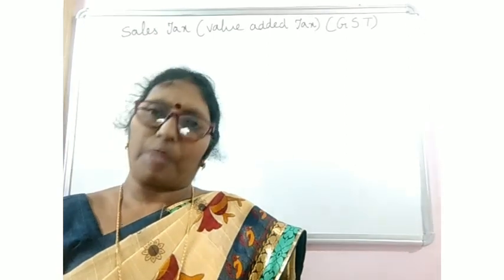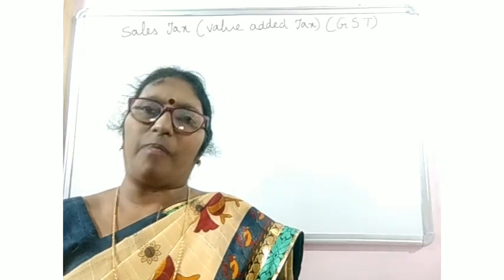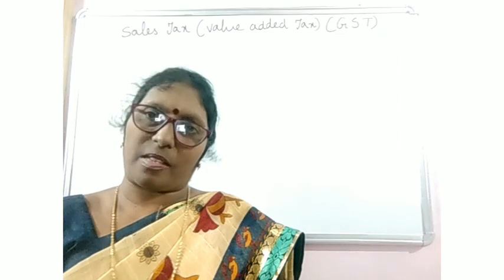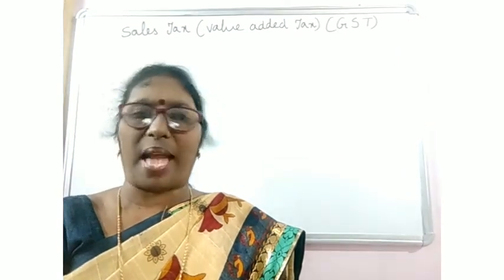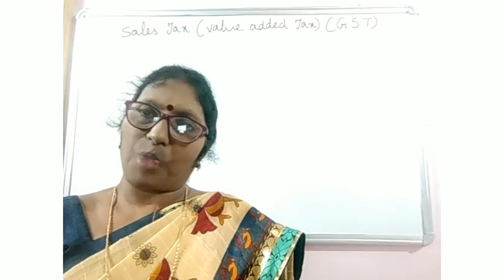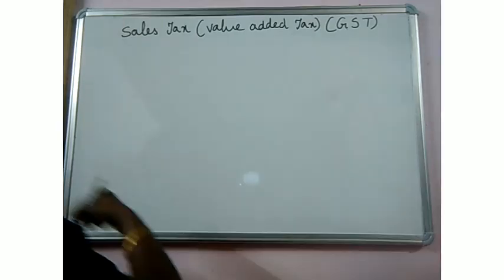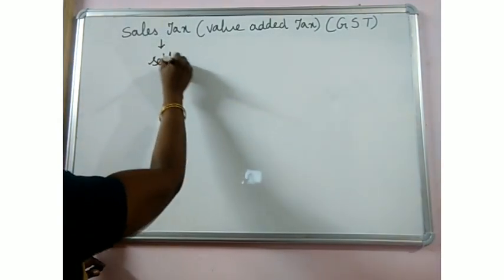That means the customer, when he purchases the article, pays tax on his price. That means for the salesman it is the selling price, for the customer it is the cost price. Okay? So sales tax is collected on the selling price.